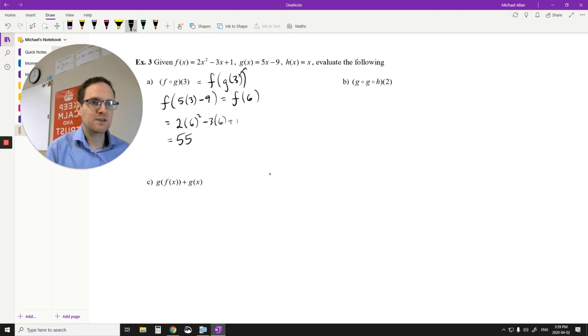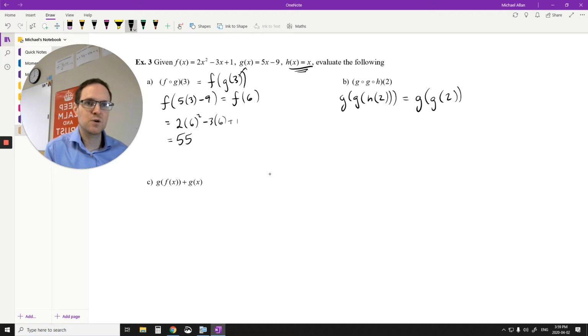Now, if you have 3 here, this is just saying g of h of 2. So you're just going to do this a few times. So h of x, you can see h of x here is just x. So if I put 2 in, I get 2 out. Okay, so that's going to end up being g of 2. Okay, then I'm going to put 2 into g, and g over here is 5x minus 9. So I'm just going to write that out. So 5 times 2 minus 9. So I'm just going to simplify that down. That's 10 minus 9, so that's going to be a 1.